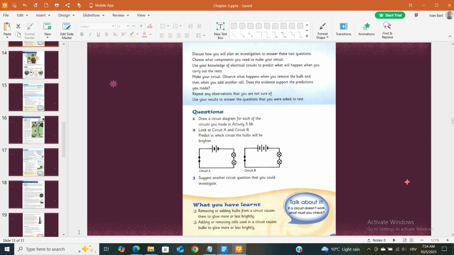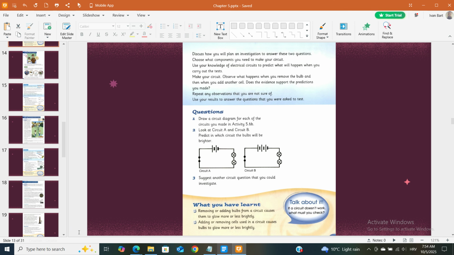What you have learnt. Removing or adding bulbs from a circuit causes them to glow more or less brightly. Adding or removing cells used in a circuit causes bulbs to glow more or less brightly. Talk about it. If a circuit doesn't work, what must you check?